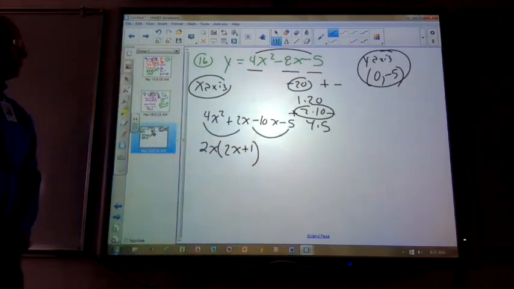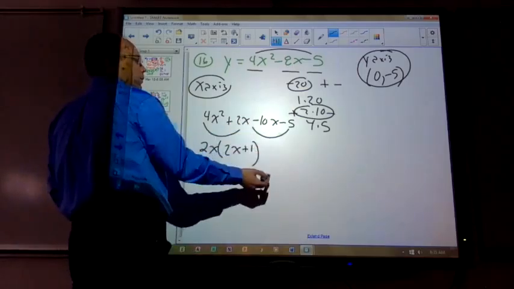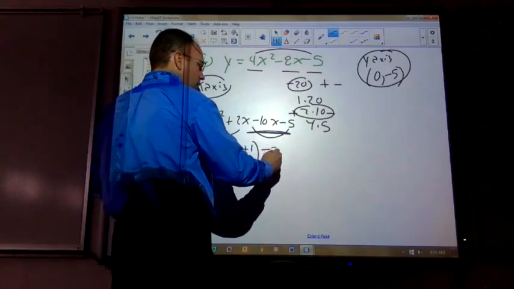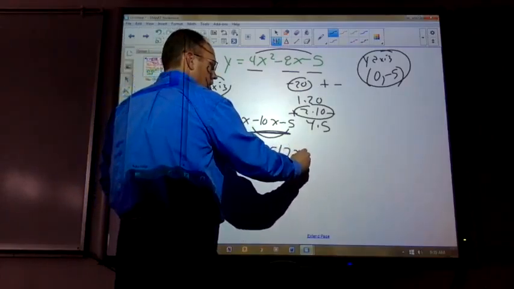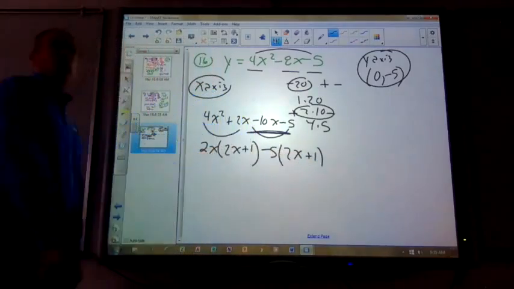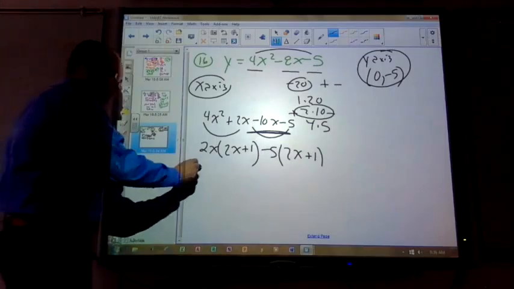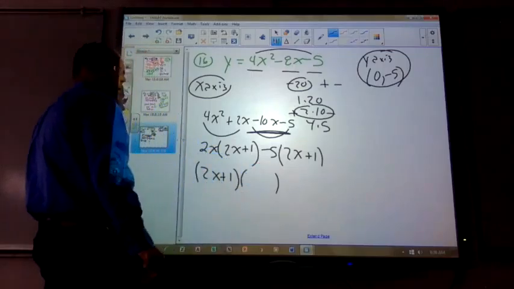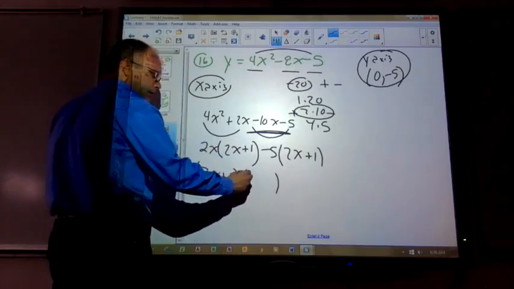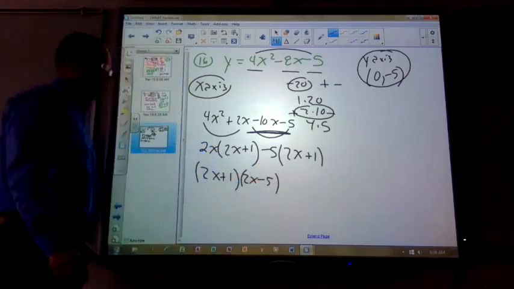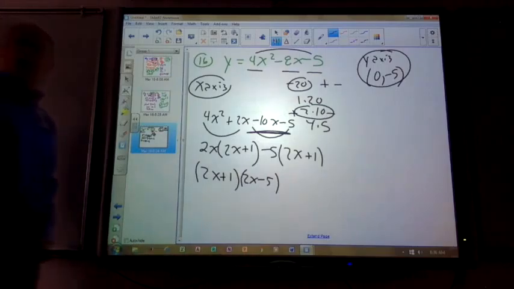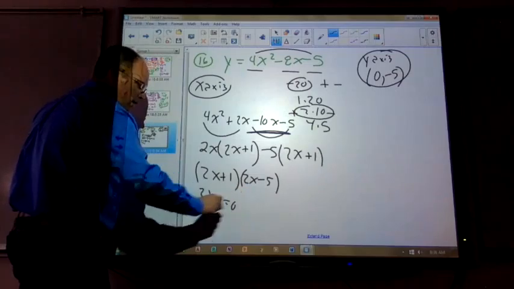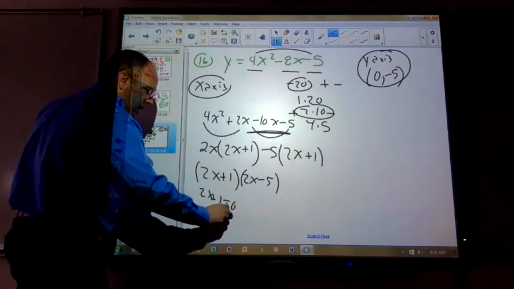What do I have in common? Negative 5. Love it. And that changes the signs. Notice I have 2x plus 1 on both of those now, so I factor 2x plus 1 out. And I have what left? 2x minus 5. Where's it across the x-axis? Set each of these equal to 0 and solve. So minus 1 divided by 2, so I get x equals negative half.